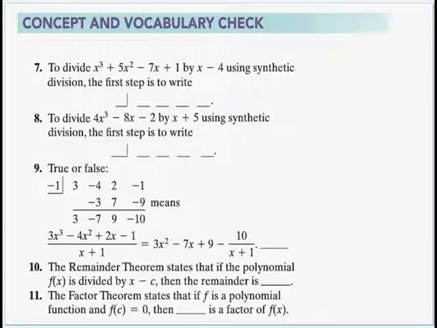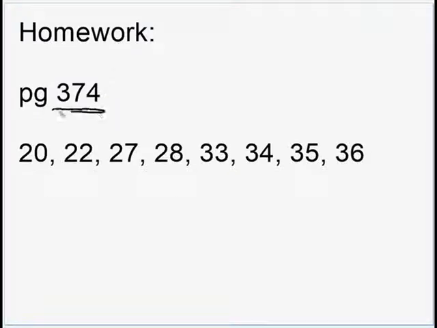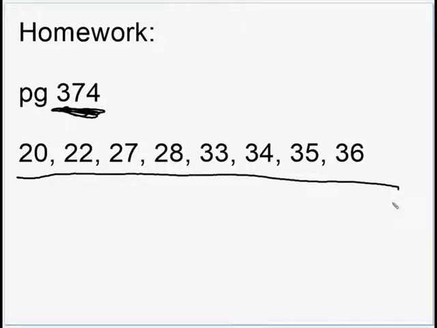Good times. Here's the homework, page 374. We've got this series of questions. Pay special attention to the evens.